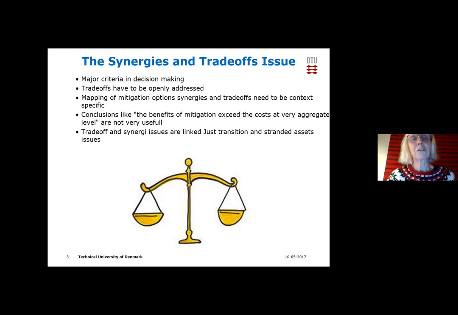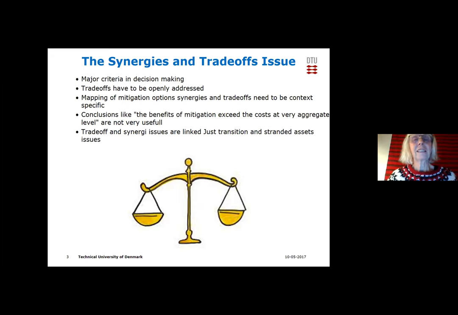So I'll go a bit into the trade-off issues also, because I think these trade-offs actually can be addressed, but it's not a good idea to just neglect them. And I would also like to conclude that the very general statements, like what we see from some integrated assessment models, is that the benefits globally of mitigation exceed the cost.